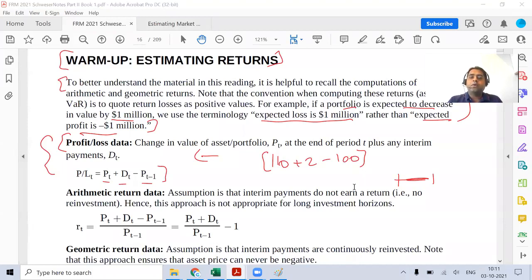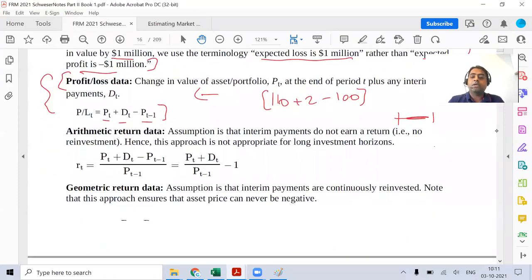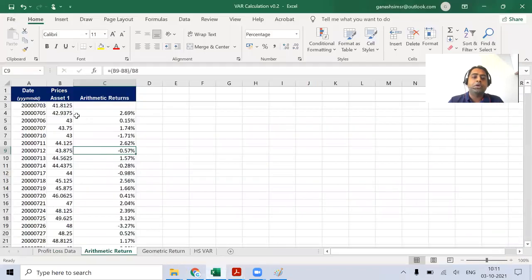So right now we have talked about only the data points. We are not talking about returns, which we will be talking about now. If you look at this section which is available on the screen, they are talking about arithmetic return and geometric return. Now what is arithmetic return? It's a very simple basic example which I'll try to show you over here.